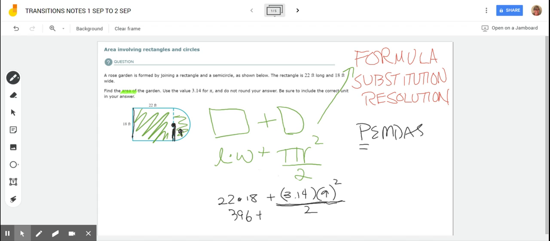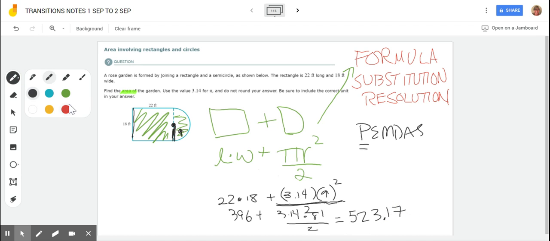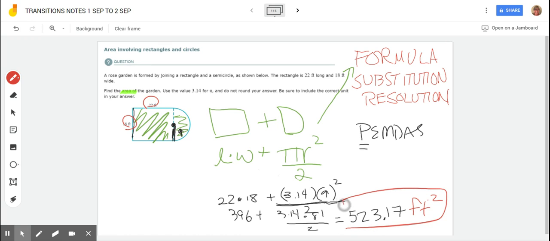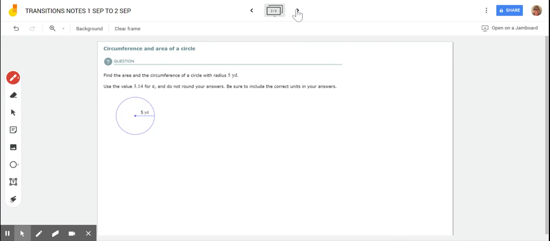And the answer is 523.17. Okay. All right. That would be 3.14 times 81 over 2. And the answer was, I have no memory for this stuff, 523.17. Here we go. 523.17. Do not forget your units. Feet squared. All right, moving on.